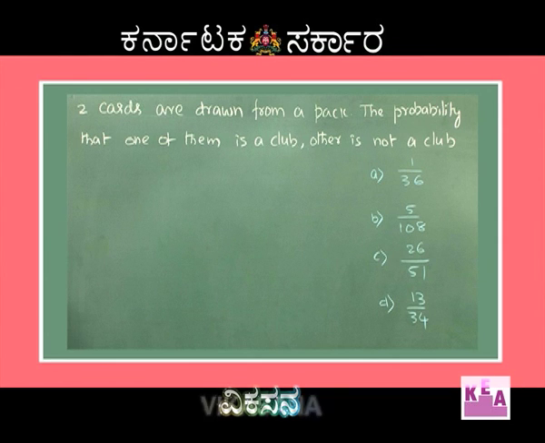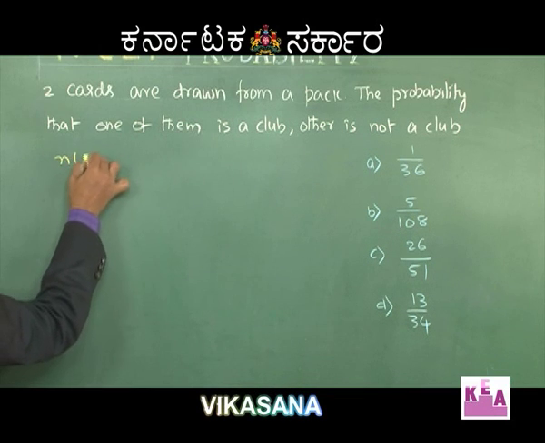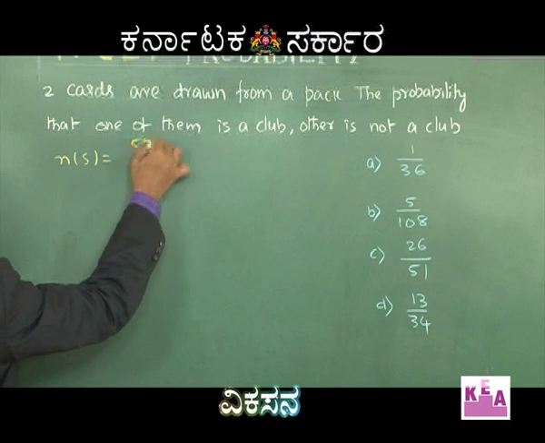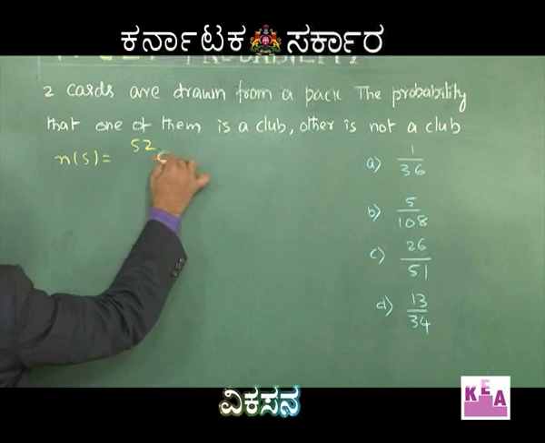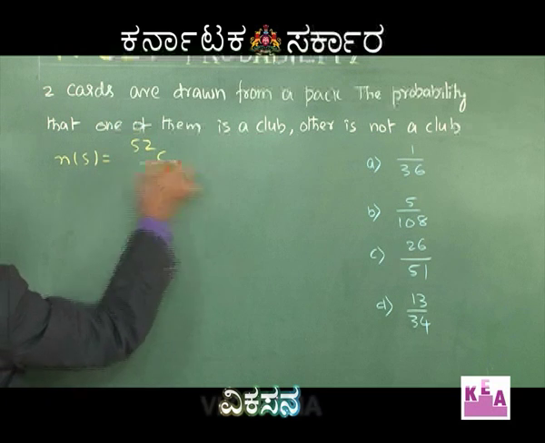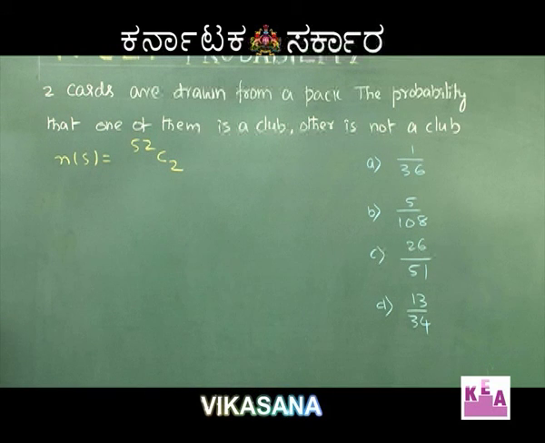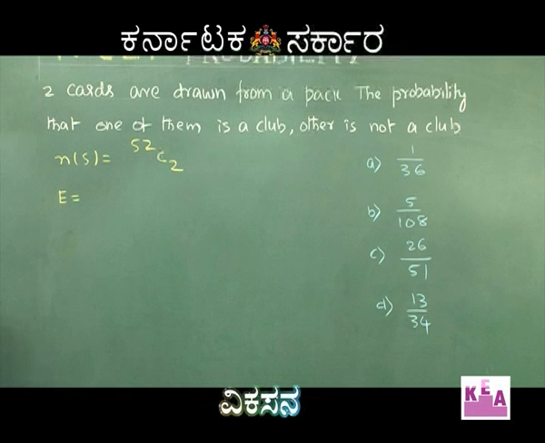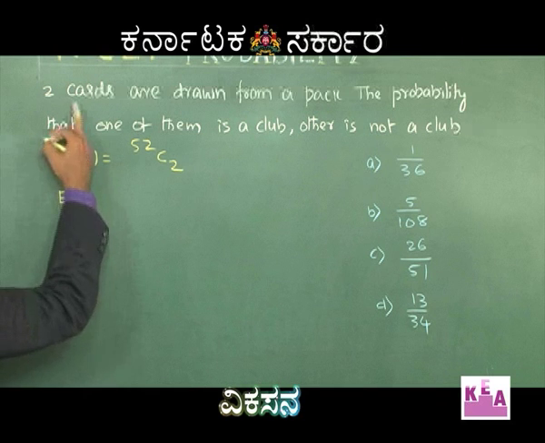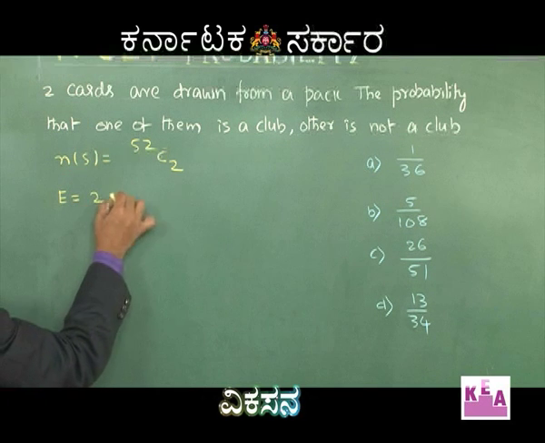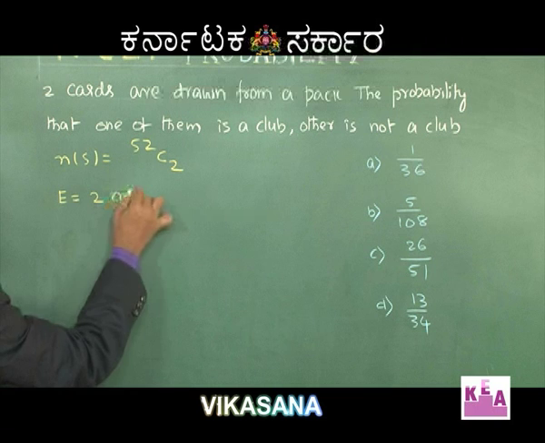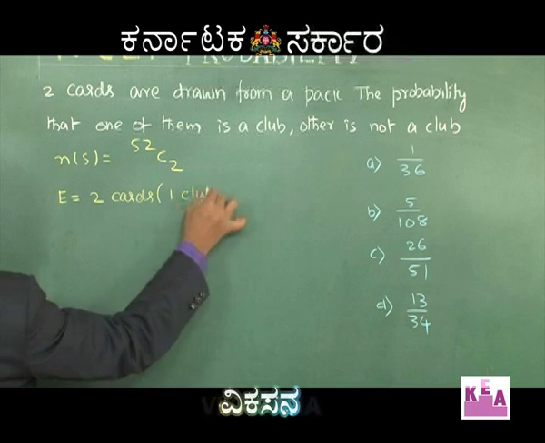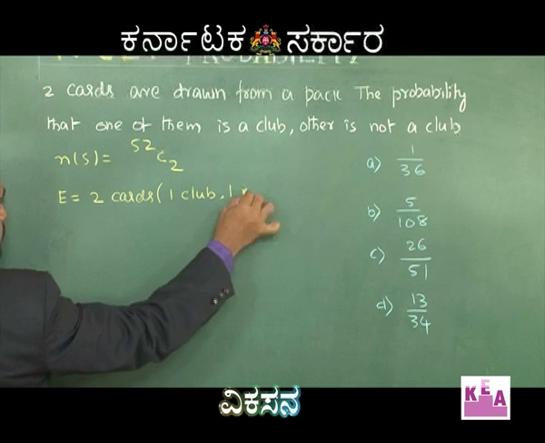Dear students, for this problem, the total number of outcomes: 52 cards are there. From these 52 cards, selecting total 2 cards. This is n of S, 52C2. Here the event is selecting 2 cards, and in these 2 cards, one is a club and the other one is a non-club.